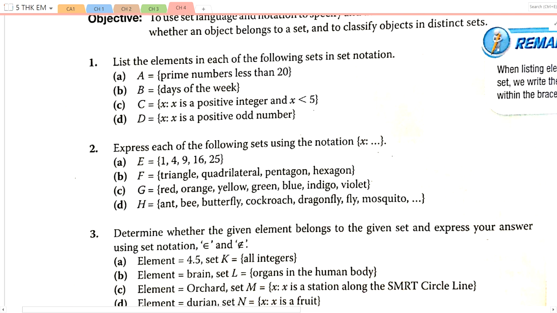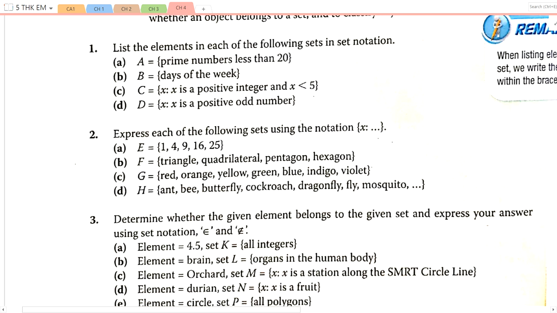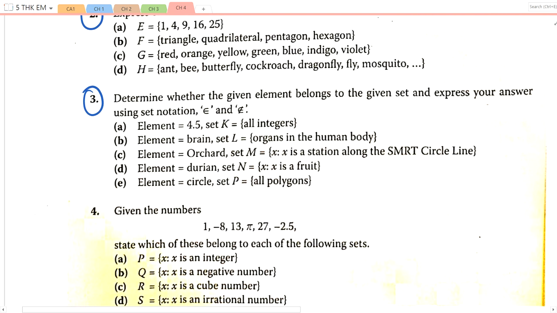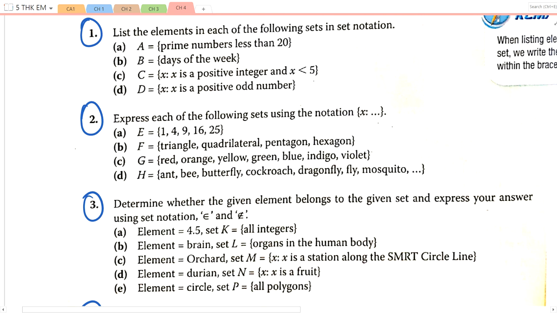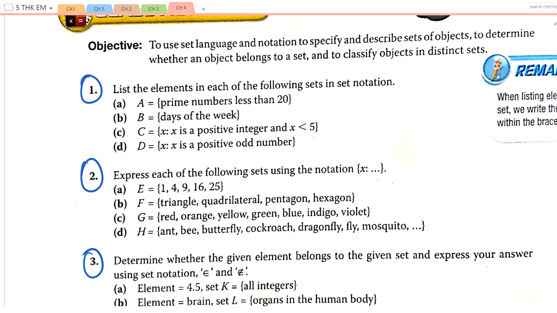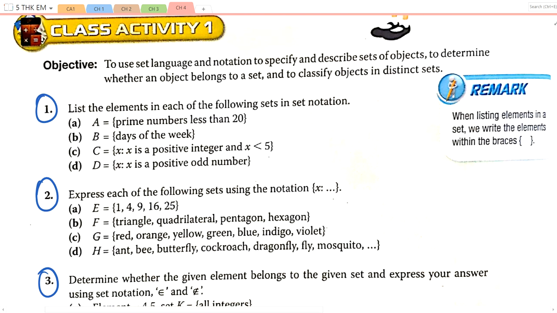So now take the next 10 minutes to try questions 1, 2, and 3, and you may discuss with your partners. So I'll just do a few of question 1 for you. List the elements in each of the following sets in set notation.